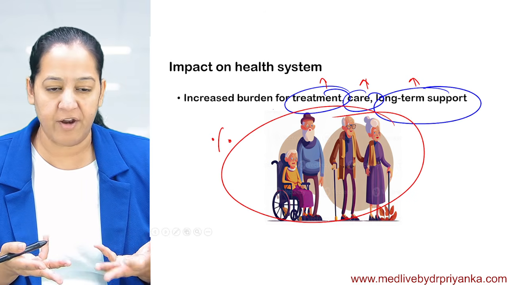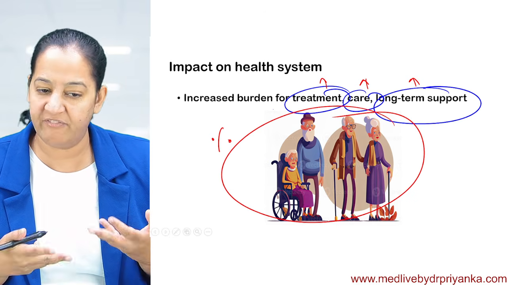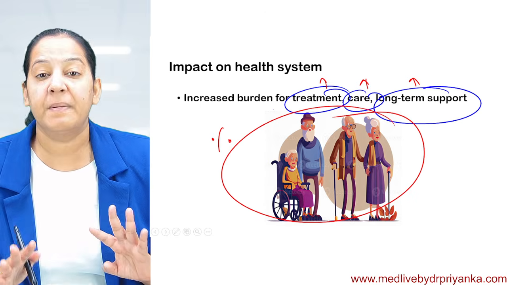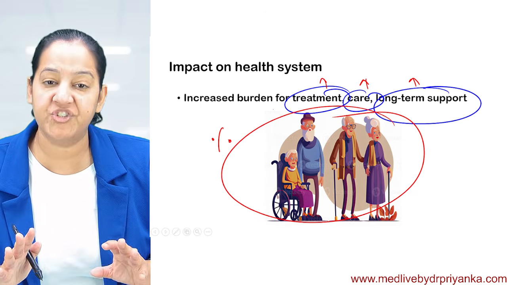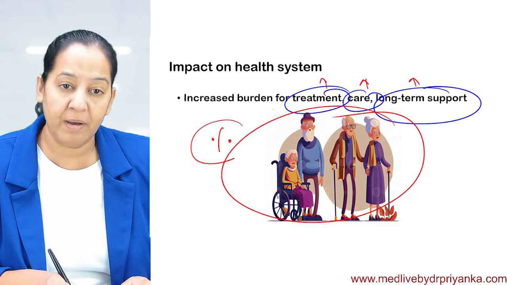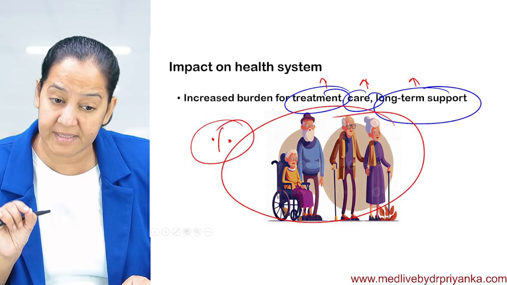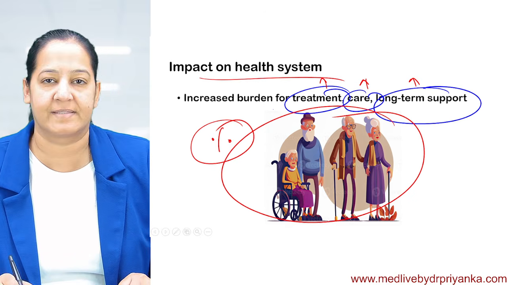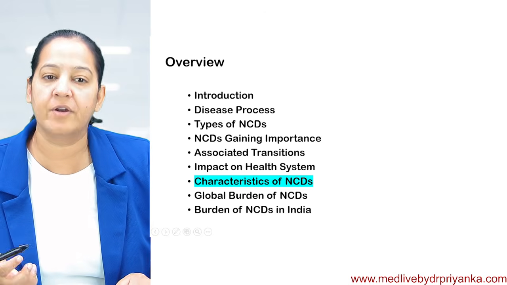Initially, we didn't prevent or treat non-communicable disease, and that's why the persons having these diseases died. But nowadays, because of better prevention, better control and better treatment, the percentage of people living with non-communicable diseases is rising. And that's why it is overall impacting the health system. It is increasing the burden on the health system.